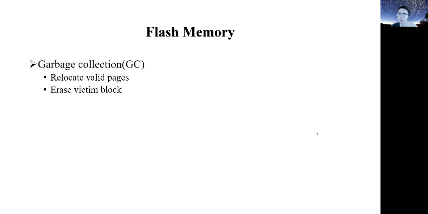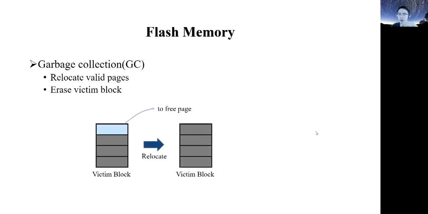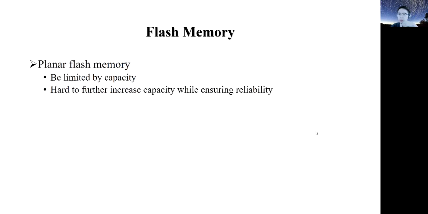Garbage collection consists of two phases: relocate valid pages and erase the victim block. Generally, the block with the least number of valid pages will be selected as the victim. During garbage collection, all valid pages in the victim block will be relocated to other free pages, and the victim block will be erased to obtain a new free block.